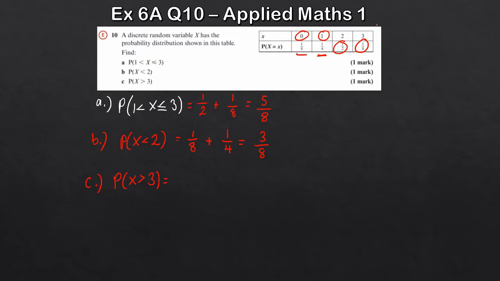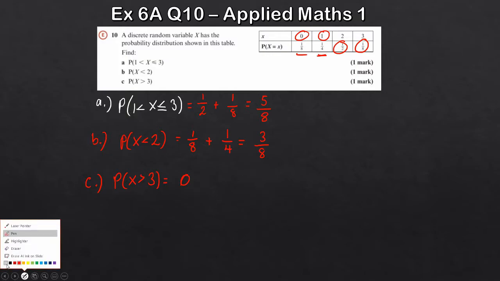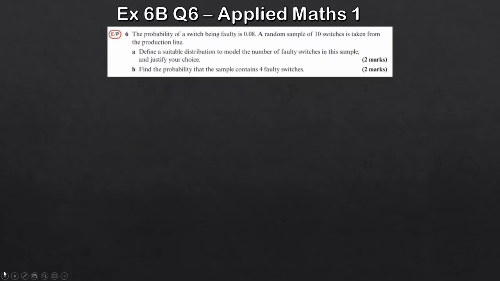So the probability that x is greater than 3 would just be 0. We can't have it essentially. So just 0 there. Okay, so like you can see, take time with these questions. Make sure you're reading carefully off your distribution table to find the correct values. But yeah, there we go. That's that question done. Quite a short one, but hopefully nice and easy.